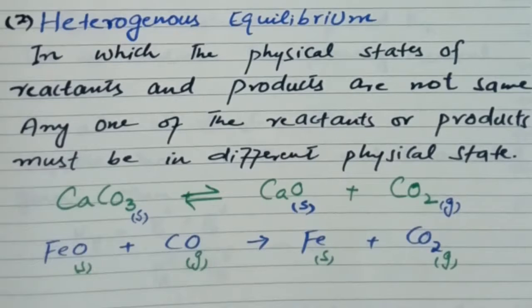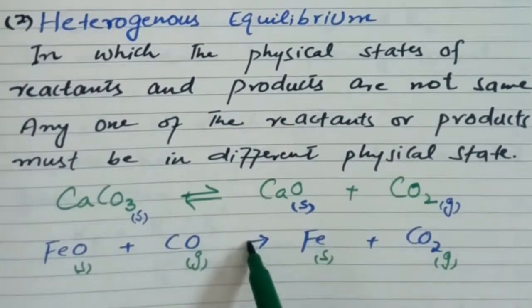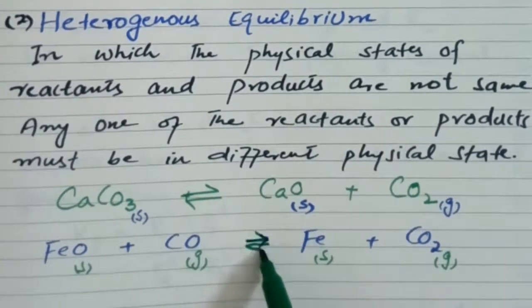Let's take another example of iron oxide and carbon monoxide, in which iron oxide is present in solid form and carbon monoxide is present in gaseous form. They will form iron, which again is in solid form. Here carbon dioxide is formed, that is present in gaseous form. Now there are different phases involved in this reaction, and the reaction is an equilibrium reaction. So that's why it is called heterogeneous equilibrium.